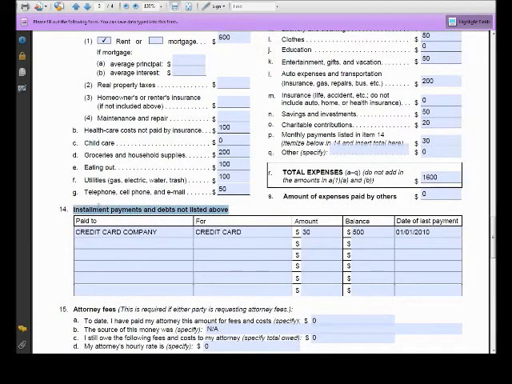Section 14 is where you will list installment payments and the debts not listed above. This is where you would enter items such as credit cards and car payments.